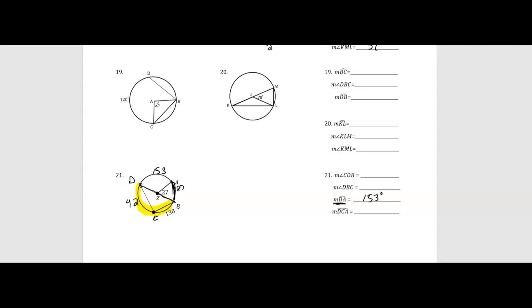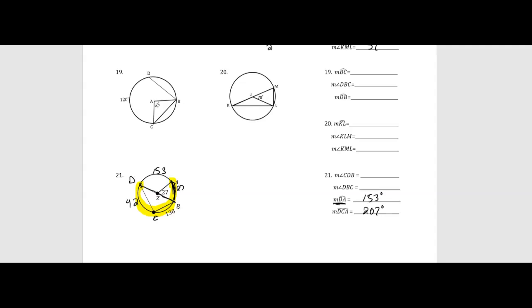So we got to add these. So let me do this in all yellow now. D to C, all the way around to A. We're adding all three of those. So we have to add up 42 plus 138 plus 27. And that should give us 207 degrees. Then our angles.